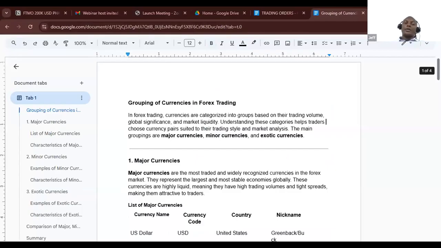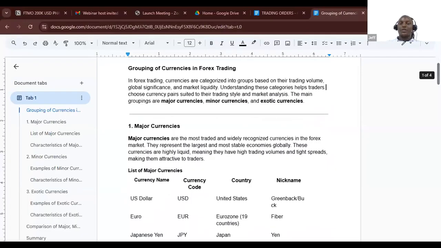Now, currencies are usually grouped differently. In Forex trading, currencies are categorized in groups based on their trading volume, their global significance, and market liquidity. Understanding these categories helps traders choose currency pairs suited to their trading style and market analysis. So the main groupings are major currencies, minor currencies, and exotic currencies.